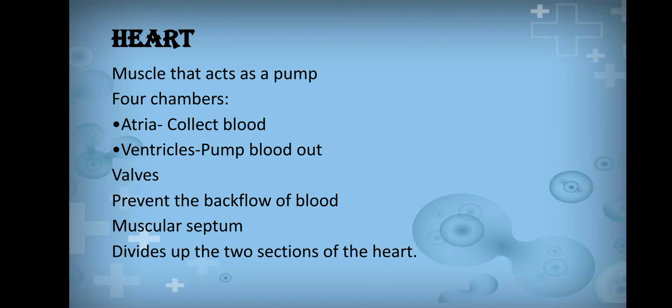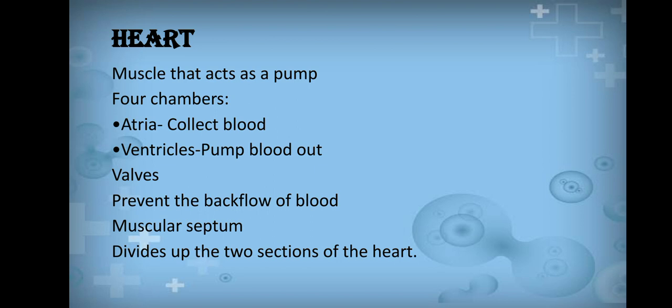The heart is comprised of four chambers that consist of two pairs on the left and right sides. The atria collect blood returning to the heart while the ventricles pump blood out of the heart. The valves in the heart prevent the backflow of blood into the chambers of the heart.